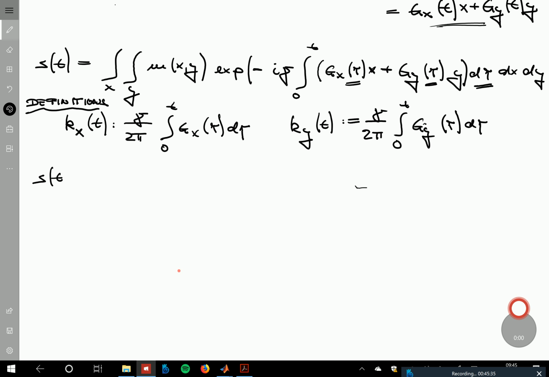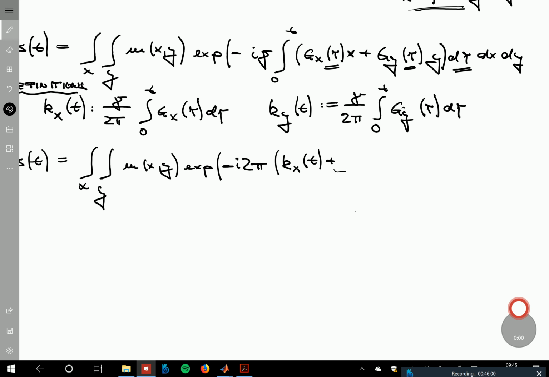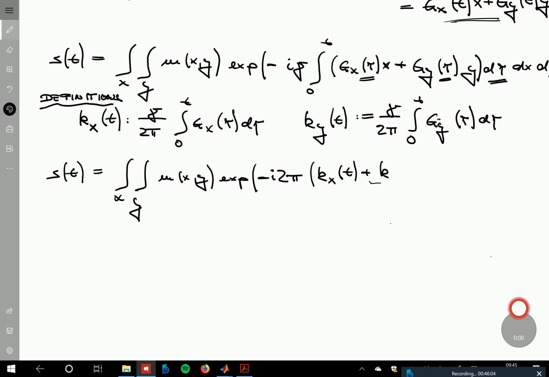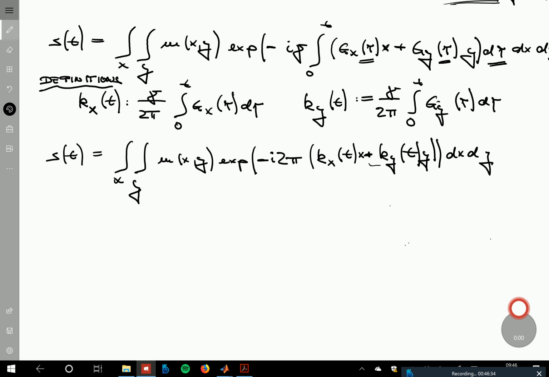And if we use these definitions, then our MR signal equation takes the following form: the integral of M(x,y) times e to the minus i 2 pi (kx(t) x plus ky(t) y) dx dy.